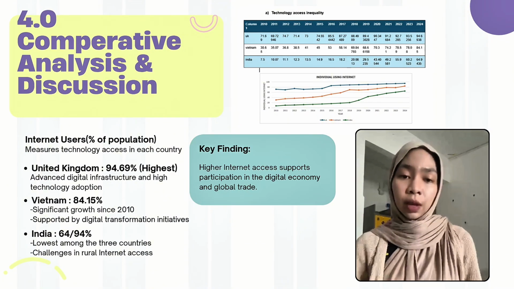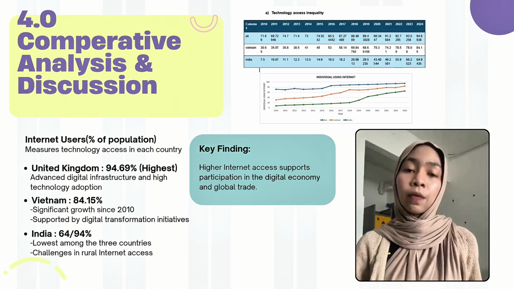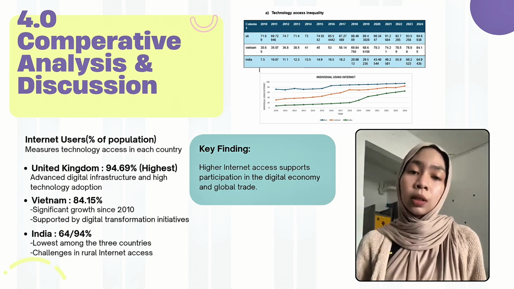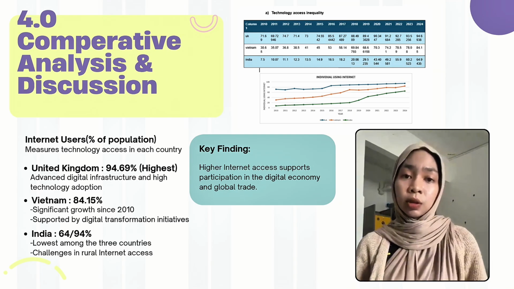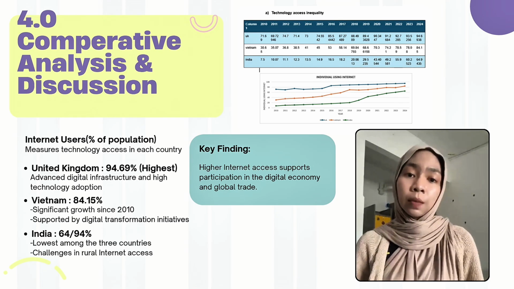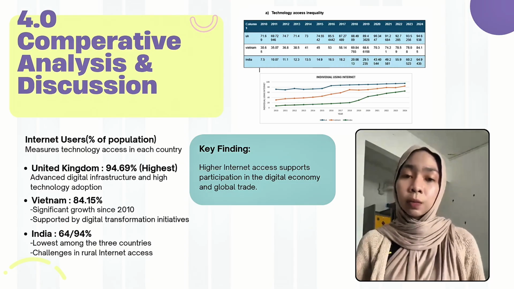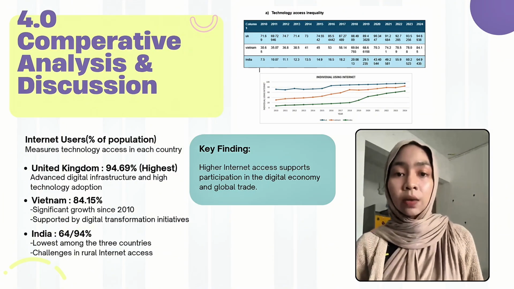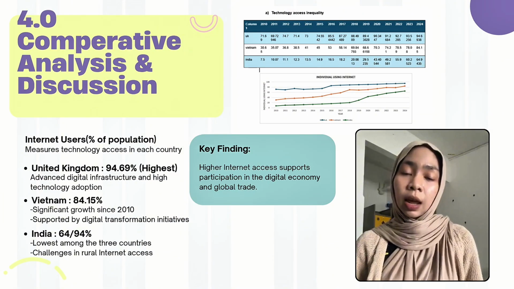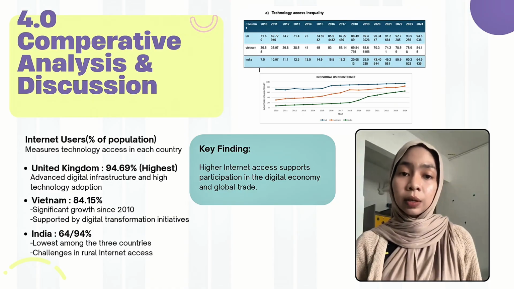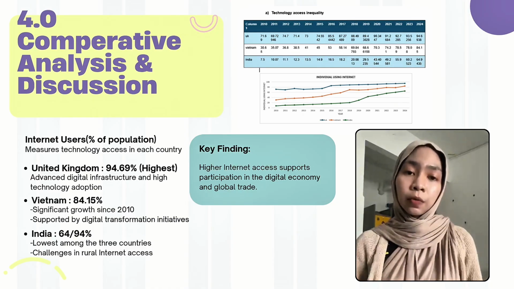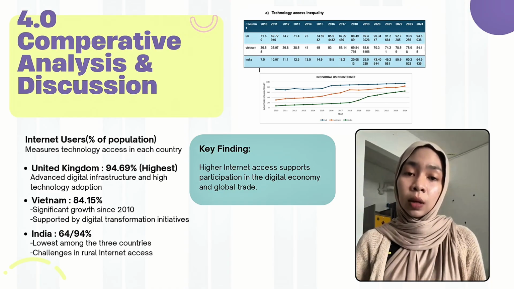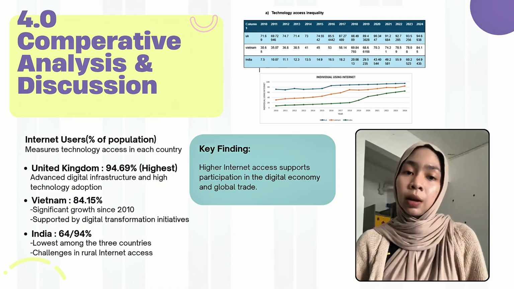Next, Vietnam recorded 84.50%. Internet users show remarkable growth compared to only 30.65% in 2010. This improvement was supported by government initiatives such as the National Digital Transformation Program, which expanded internet accessibility across the country. Meanwhile, India recorded the lowest internet penetration rate at 64.94%. Although internet access has improved significantly over the years, the country continues to face challenges such as income inequality and unequal access between urban and rural areas.